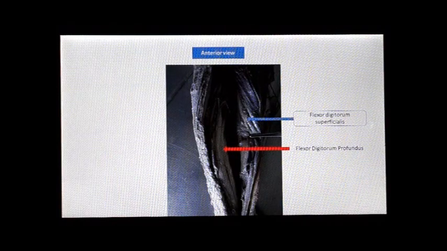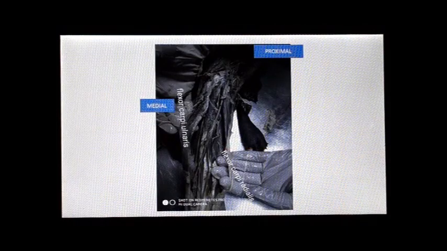Flexor digitorum superficialis is also called sublimus muscle, flexor digitorum sublimus muscle, and it flexes the proximal interphalangeal joint, and origin by humero-ulnar head and radial head, which gets origin from humerus, ulna and the upper part of the radius from an oblique line. And nerve supply is by median nerve, that is about, and next is the flexor carpi ulnaris and flexor carpi radialis muscle.